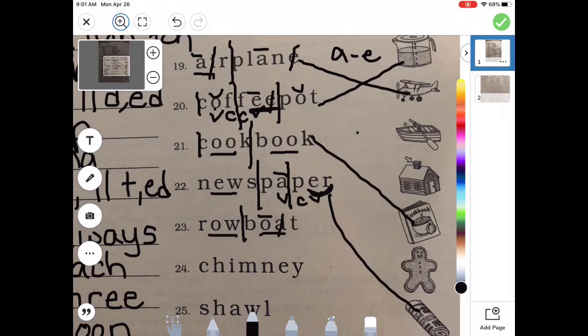I've got OW. I have to figure out if this is going to be a digraph OW or a diphthong. So let's just try it as a digraph first. Long O, sneaky W, so rowboat. Does that make sense? Yes, so we're going to put it up there. Now if I tried it the other way as a diphthong, I could say rowboat, and I would know that didn't make sense.